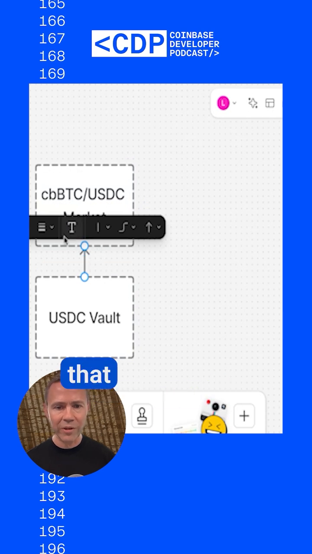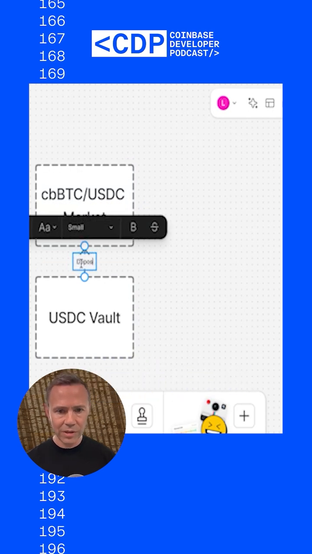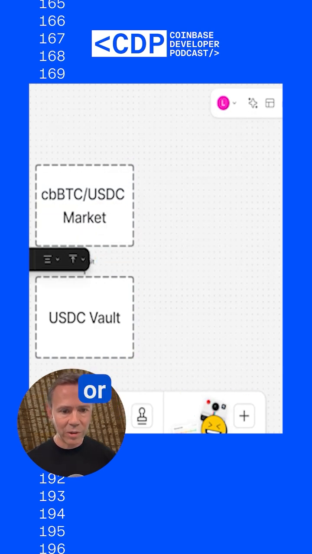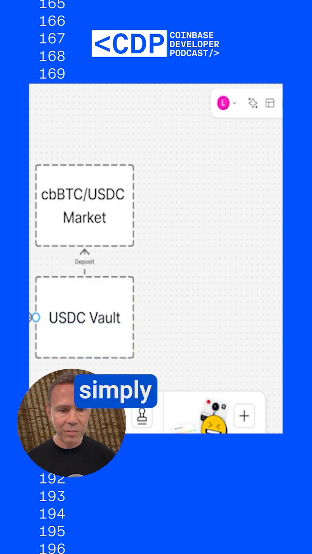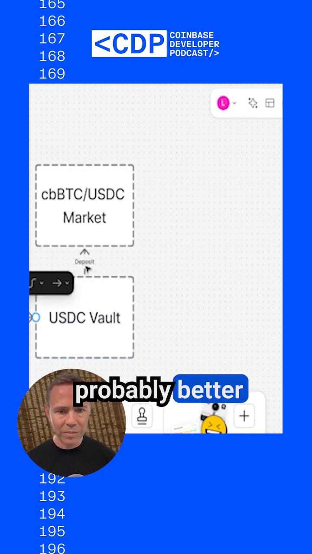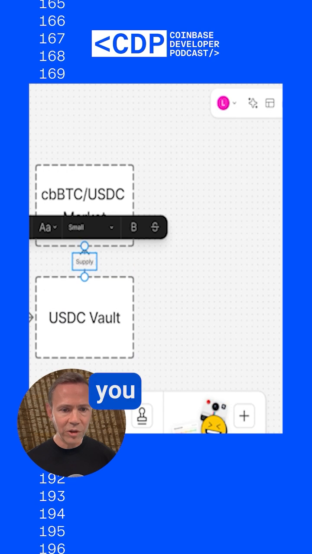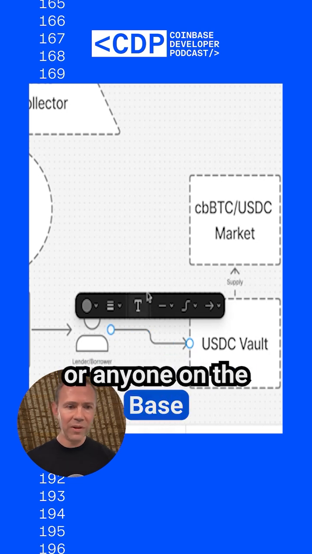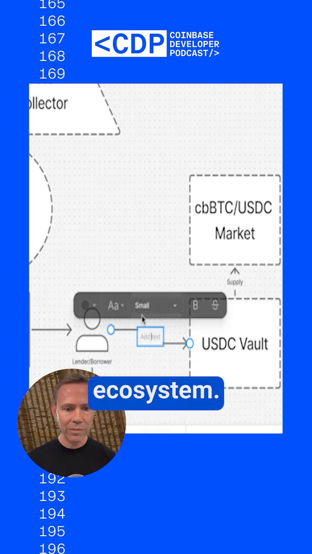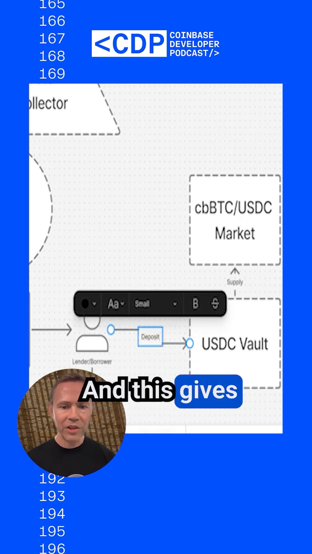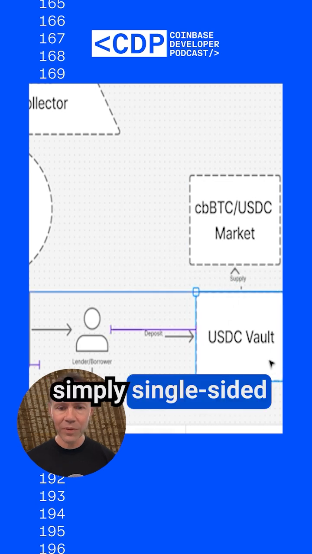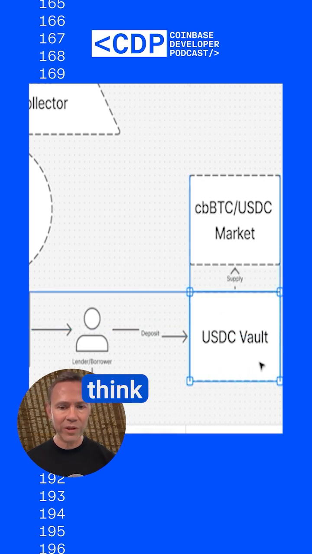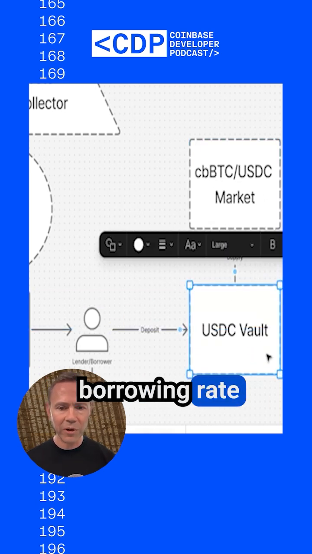And there's a risk curator that can deposit into multiple markets. But as a user, lender or borrower, you basically can just simply deposit. This is probably better to just call this supply. But as a user, you deposit into the vault, and then the vault provides the borrowable USD coin for Coinbase Bitcoin borrowers or anyone on the Base network. It's a decentralized ecosystem. And so I'll just say deposit. And this gives you a nice way to just simply single-sided deposit your USD coin, not even really think about it, and then earn an interest borrowing rate or whatever.